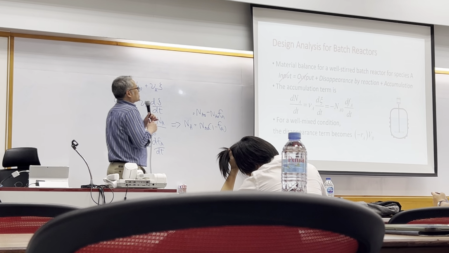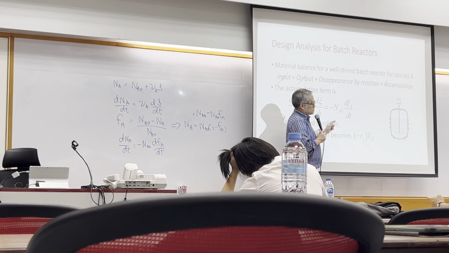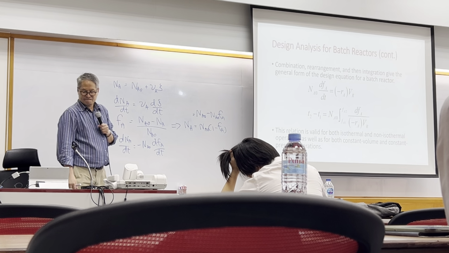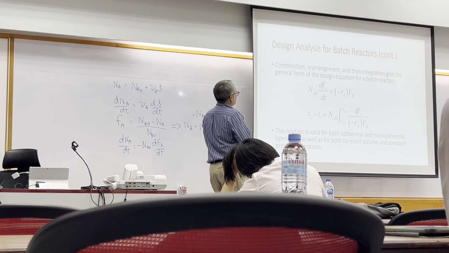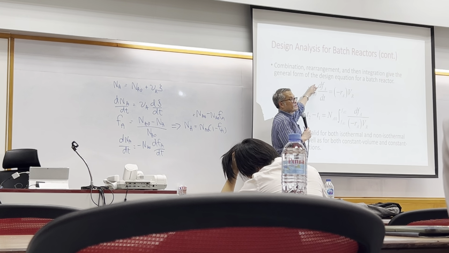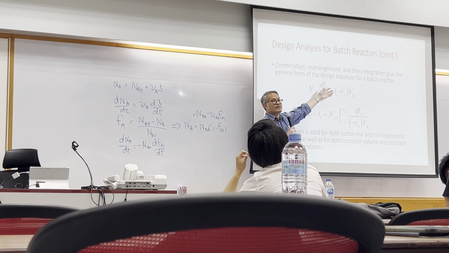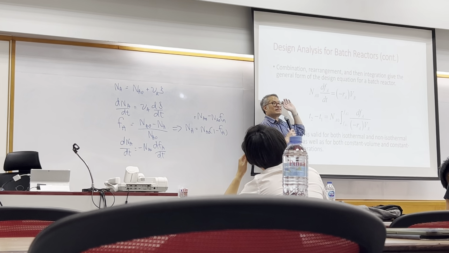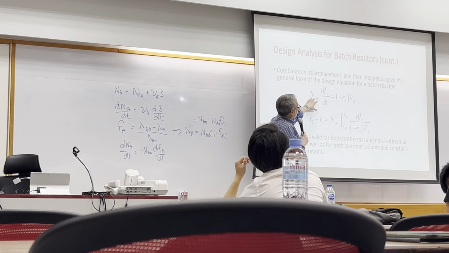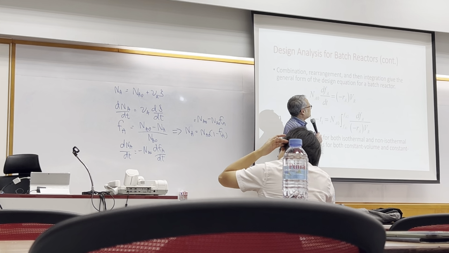So you combine these two terms, right? The accumulation plus disappearance is equal to 0, then you get this. So this is an accumulation term, right? The negative sign disappears because you move the accumulation term to the other side. So you have NA0 dFA by dt equals minus RA times VR, okay?